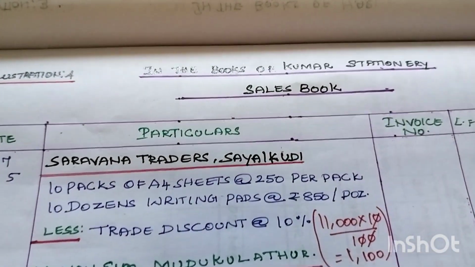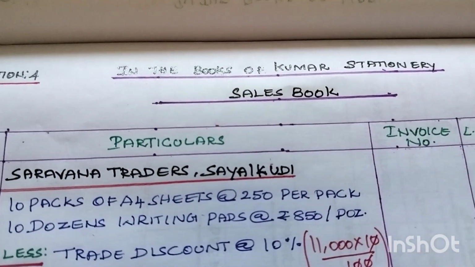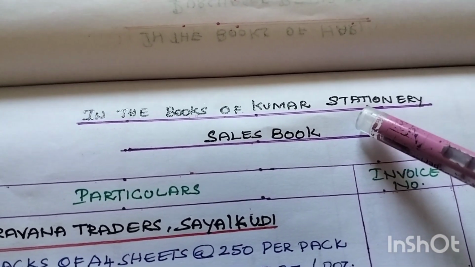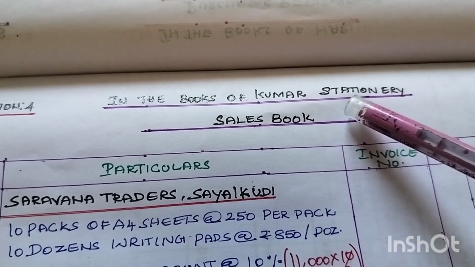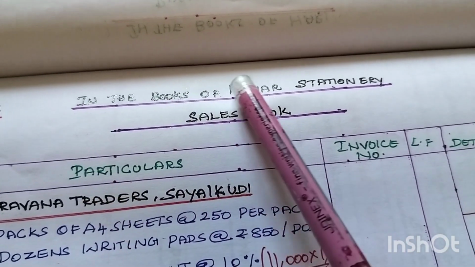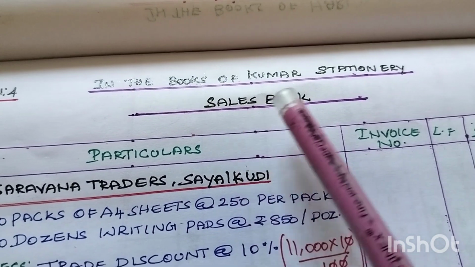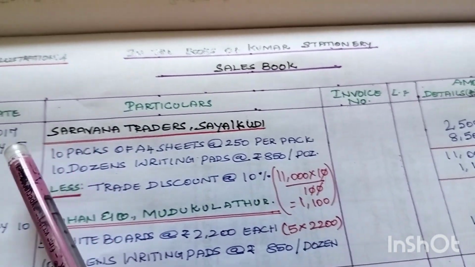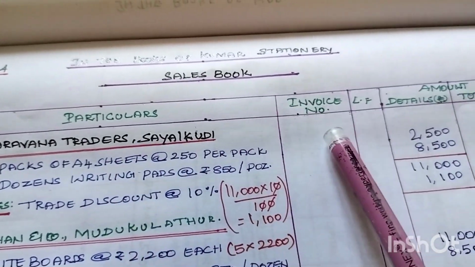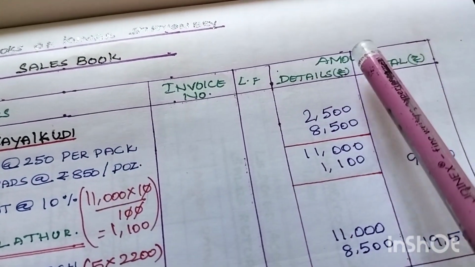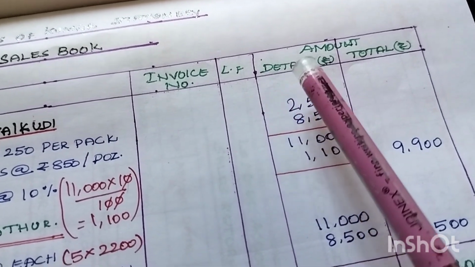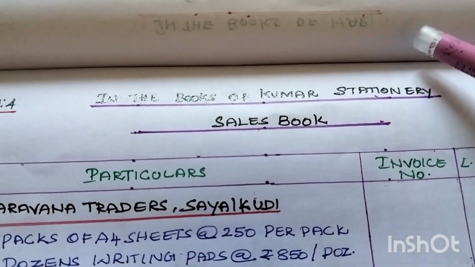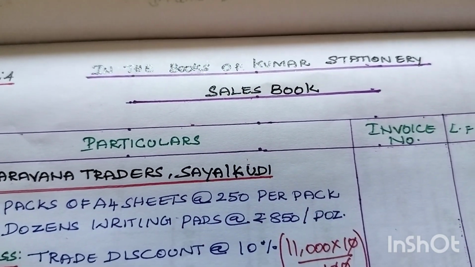Before we enter the transactions, we need to prepare the title of the sales book and the format of the sales book. In the books of Kumar Stationery, the book name is sales book. The sales book format contains 6 columns: date, particulars, invoice number, LF, and amount, which is divided into 2, details rupees and total rupees. So we prepared the title and format of the sales book.